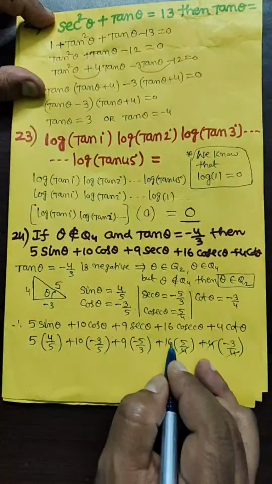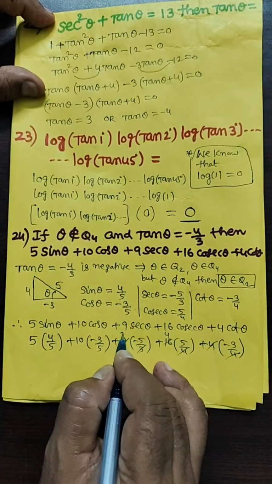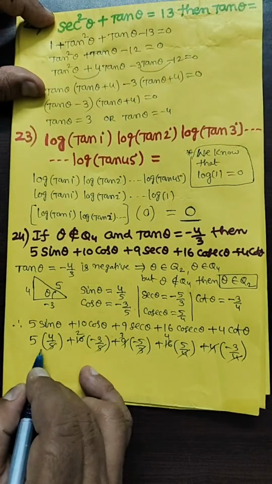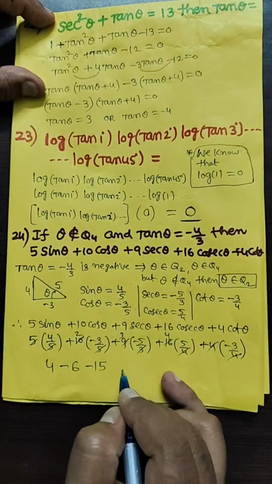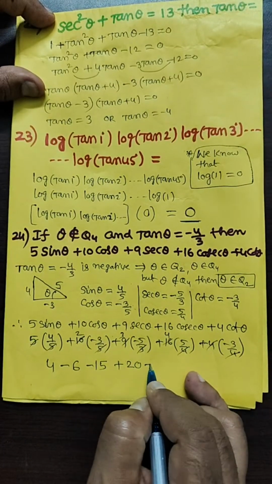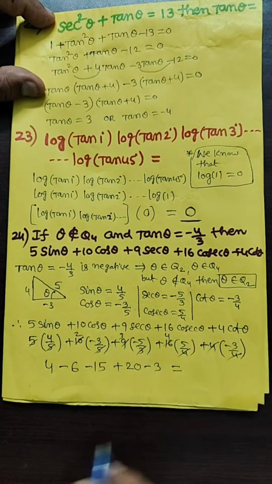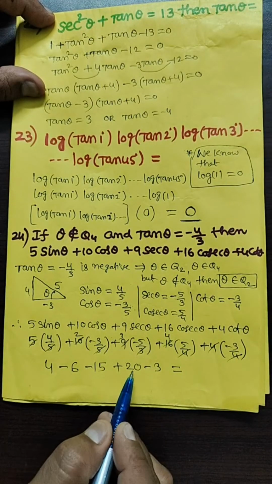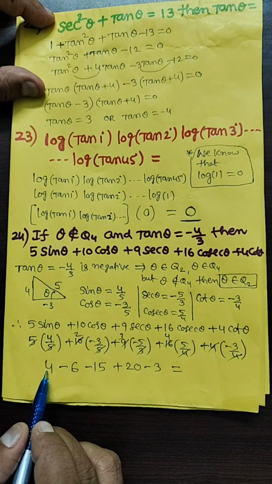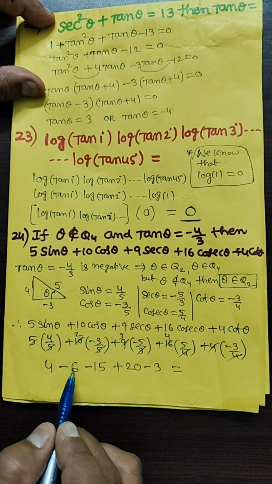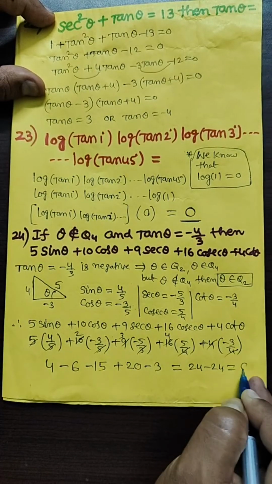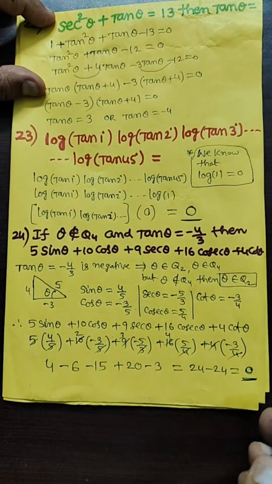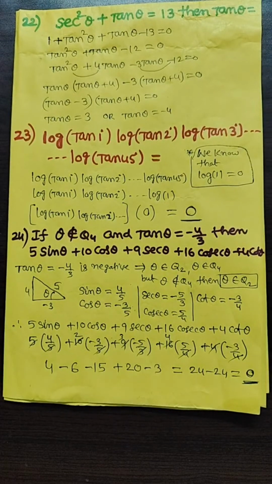So here 4 cancel, 4 ones, 4 fours, 3 ones, 3 threes, 5 ones, 5 twos, 5 cancel. 4 minus 6 minus 15 plus 20 minus 3, which is equal to 20 plus 4, 24. 24 minus 24, 0. So your final answer is 0, dear students. I hope you understand. We'll move to the last question in this session.